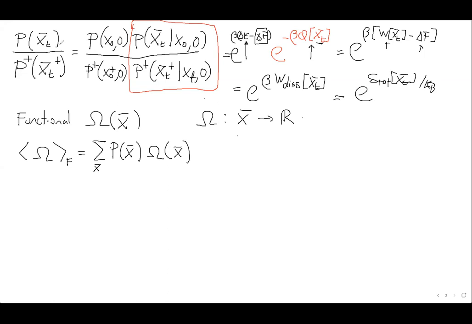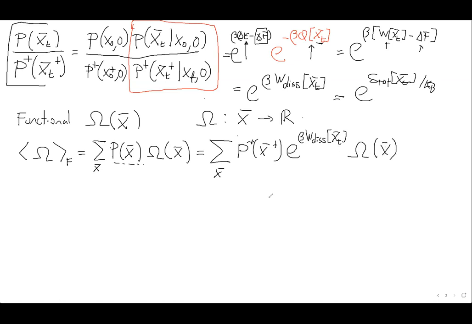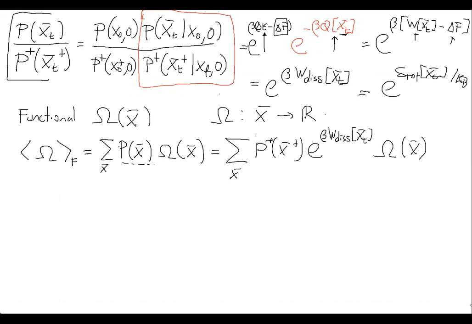Now, what I'll do is I use this relation. The probability for any trajectory, I can write it as e to the beta, the dissipation of the trajectory, times the probability in the time reversal. So this would be the sum over x of the probability of the backward process of the time-reversed trajectory. I'm just following the notation of Crooks' paper. And then we get the exponential of beta, the dissipation of this trajectory. Here it is not the time reverse, be careful. And then we have omega of x bar. Very simple.